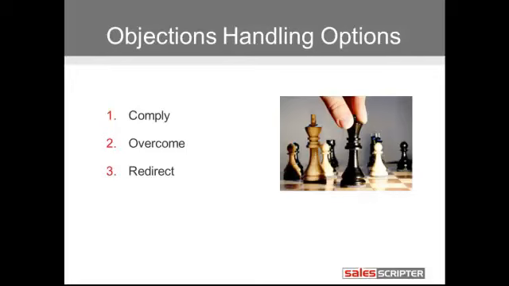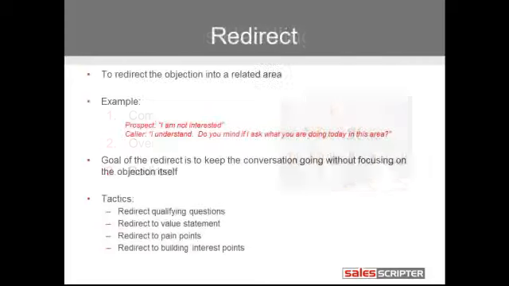Not enough time to do that when you're prospecting, at least over the phone or email or at an event, whatever. So the third option is to redirect, or sort of deflect, might be a better word. Deflect the objection into a related yet not directly addressing, not a direct area. So we redirect. Let me give you an example. A prospect says, I'm not interested, and then you say, okay, I understand. Do you mind if I ask you real quick what you're doing today in this area? So here you're giving them a question that doesn't really respond to them not being interested. It responds to what they're doing.